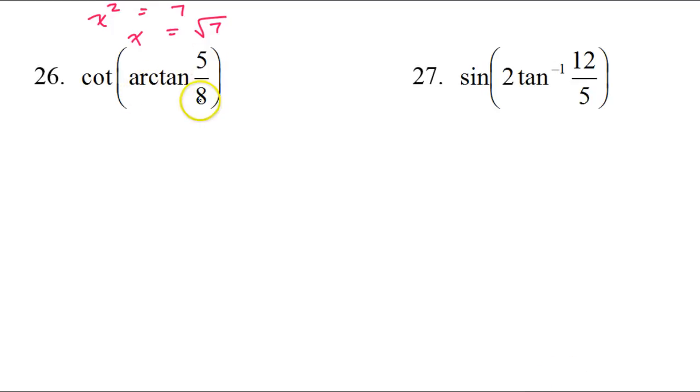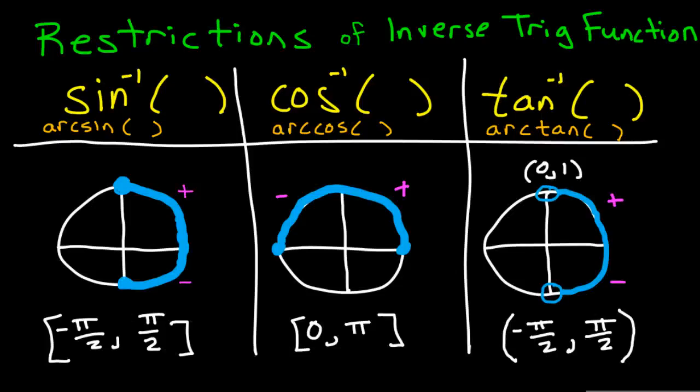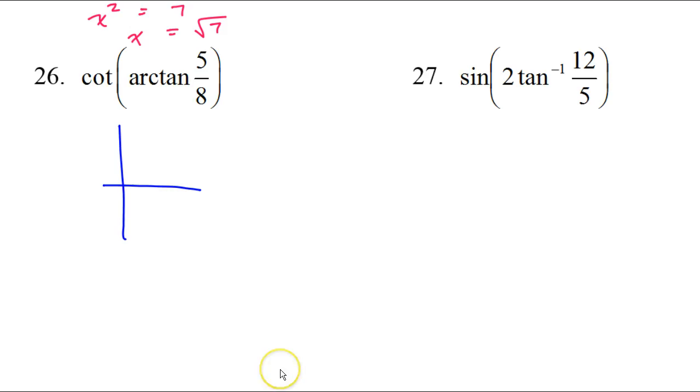Arctangent of 5 over 8 is an angle. I don't know what that angle is, but I can draw it. I'm going to keep in mind as I do my drawing that arctangent is only defined on the right-hand side of the unit circle. So that's why I'm only drawing the first and the fourth quadrant. We want the tangent to be positive, and between these two quadrants, tangent is positive in this quadrant. So I'm going to draw my angle over here.